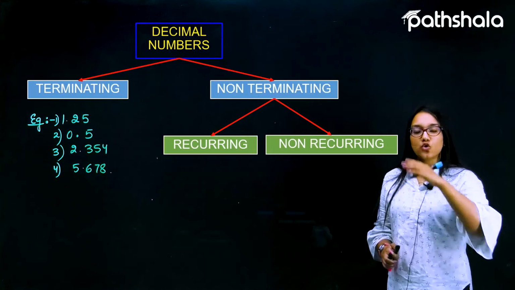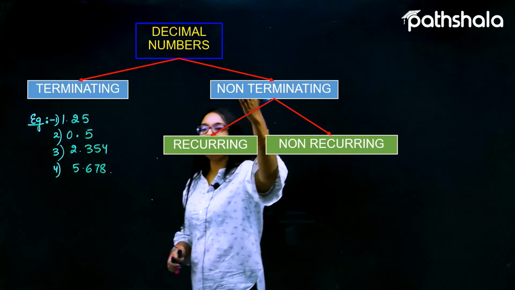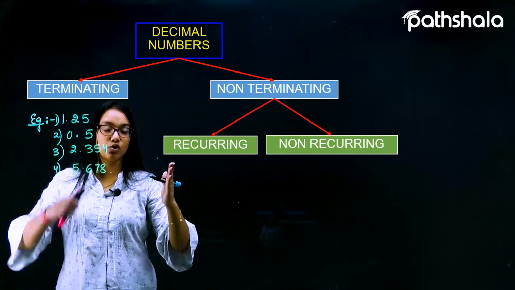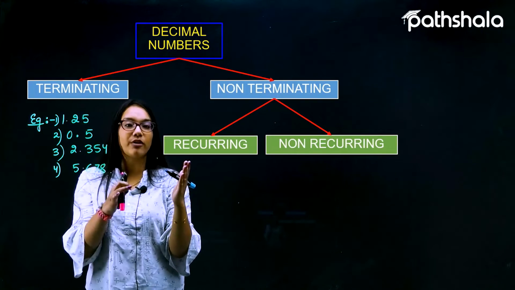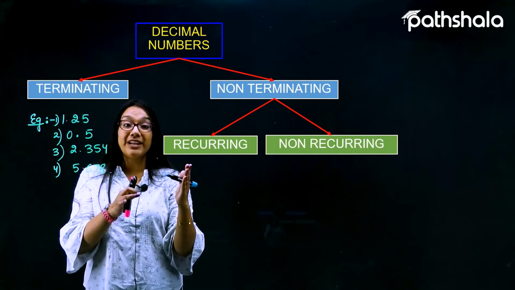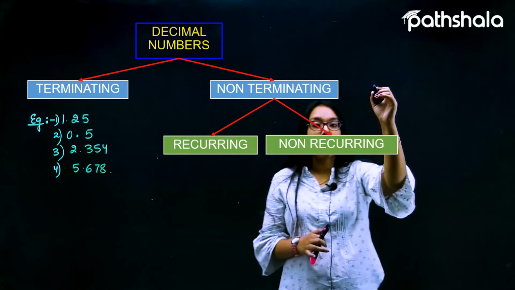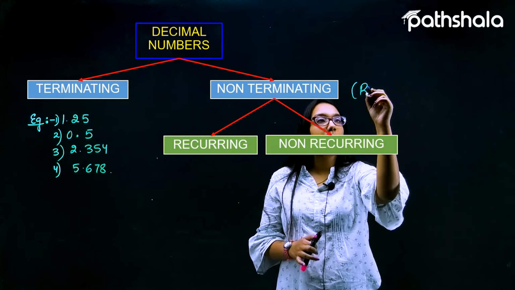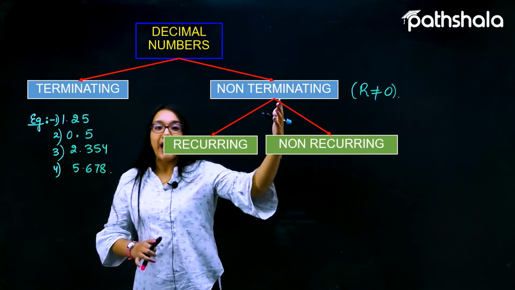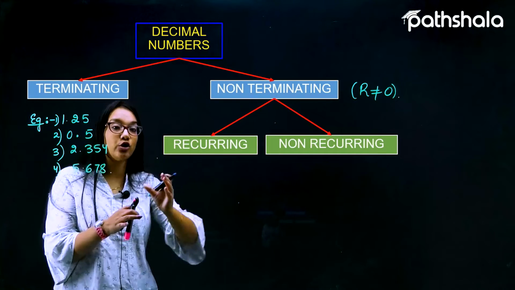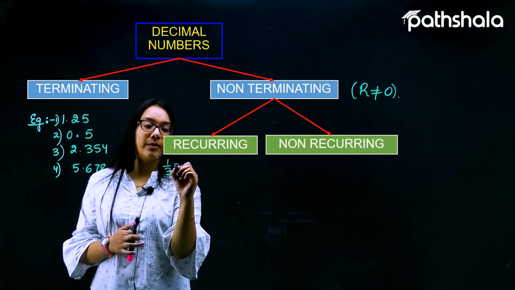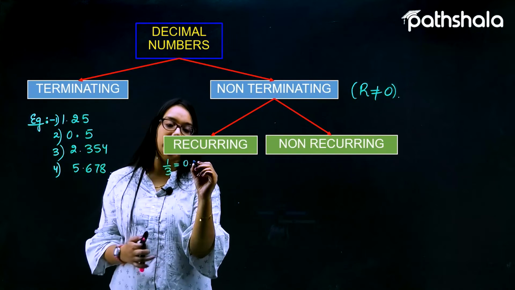So what is the meaning of a non-terminating recurring decimal number? In any fraction, whenever the remainder is non-zero, because we know that in the non-terminating case the remainder can never be equal to 0, and there is a string of digits which keeps repeating, for example 1 by 3. 1 by 3 is 0.333333 and so on.